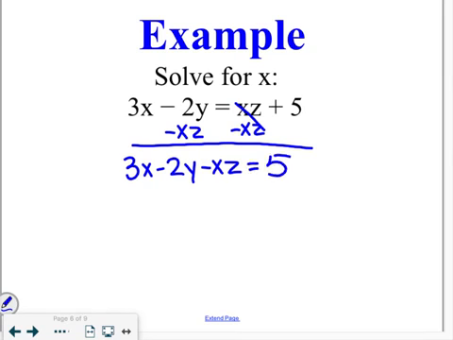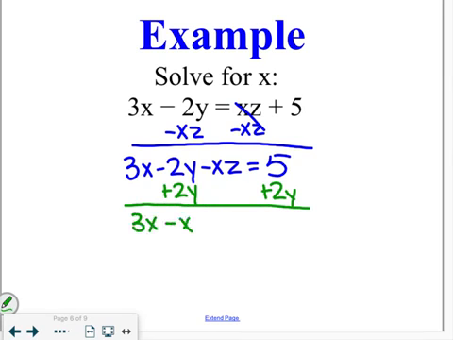Again, the goal is to get x by itself. So we want to move everything that doesn't have an x to the other side of the equation. So the next thing we're going to do is get rid of the 2y. That way, 3x has an x, and negative xz has an x, and that's equal to 5 plus 2y. So the things on the left side have x's, the things on the right side do not. We still need to try and get that x by itself.